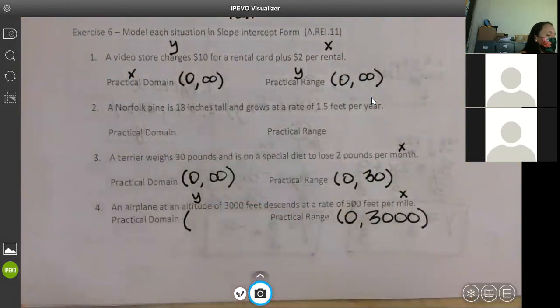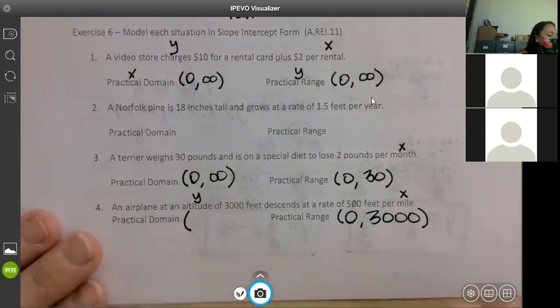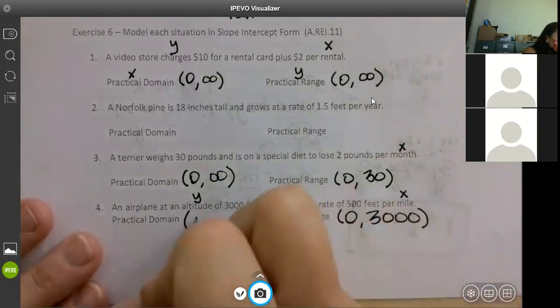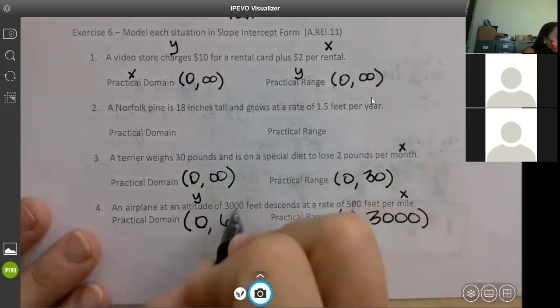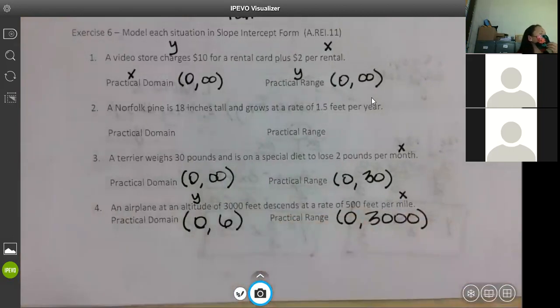So our practical domain: the least amount he could fall per mile is 0. So 0 miles to a max of, what did we just say? 6 miles, and that would put him on the ground. And again, it's better to look at it as a graph anyway.